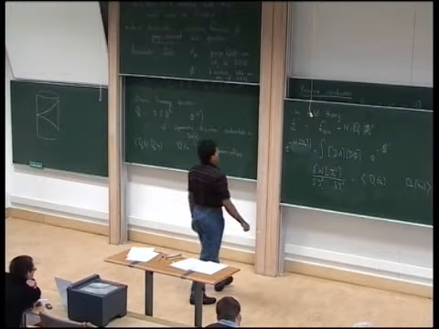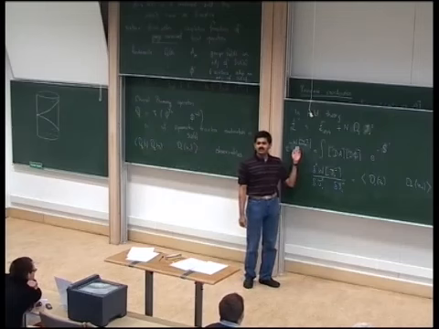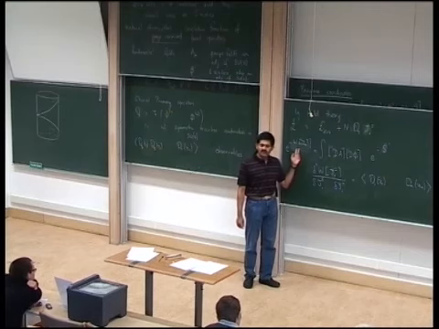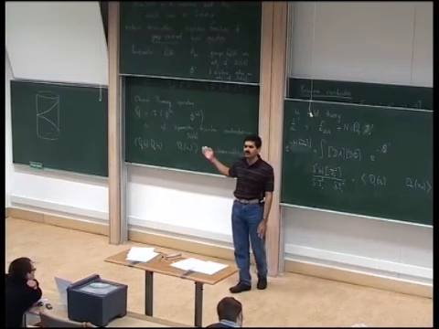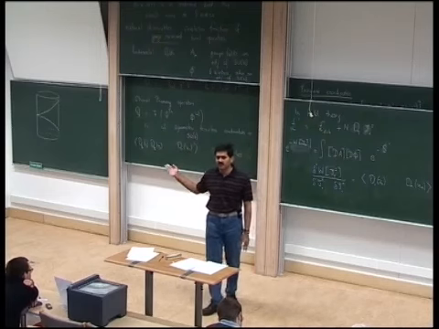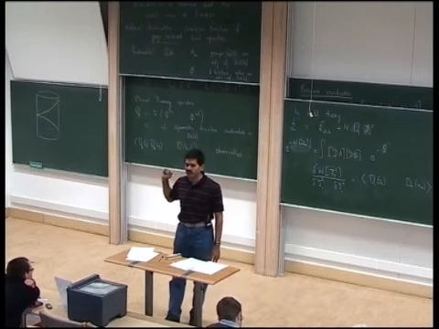So what I want to give you now is a prescription to calculate this generating function of correlation functions from the dual point of view, from the point of view of supergravity on an AdS5 cross S5 background.